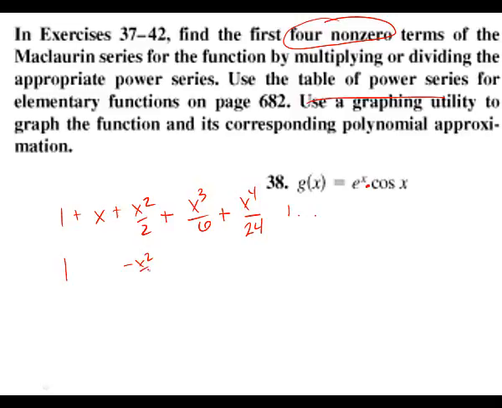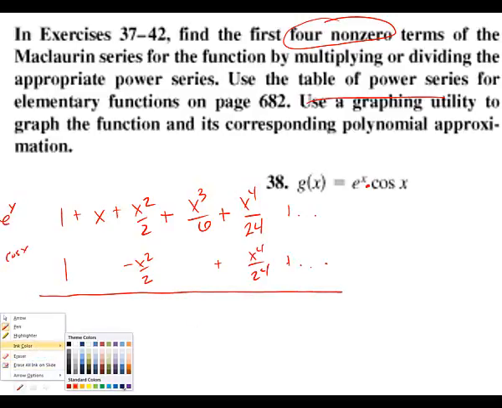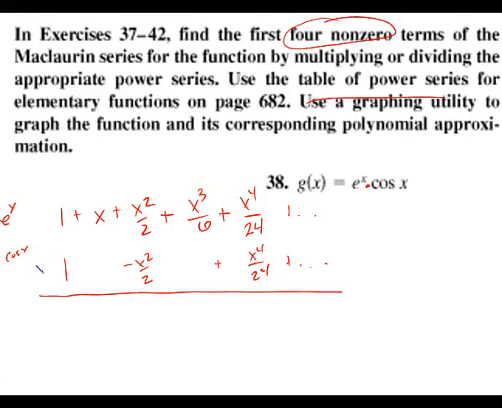1 minus x squared over 2 factorial, which is just 2. And then what's after that? Plus x to the 4th over 4 factorial, so 24, plus dot dot dot. So all I did, this was the e to the x, and this is the cosine x, but I'm setting it up like an old school multiplication problem. Remember how we did that? Like elementary school multiplication.